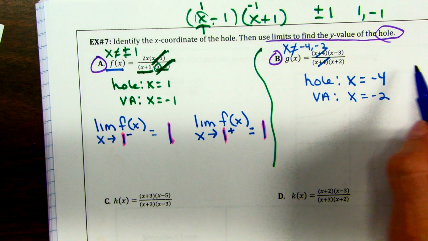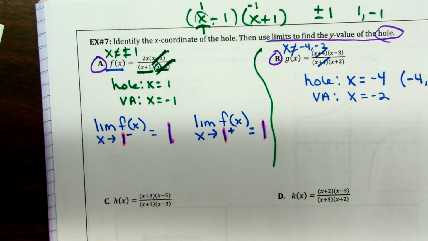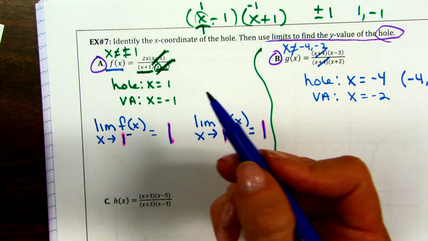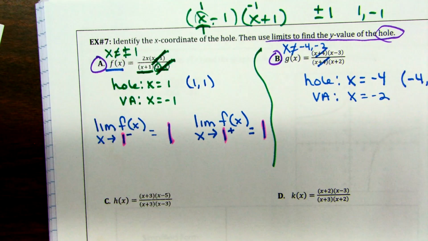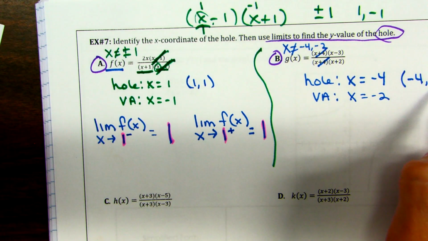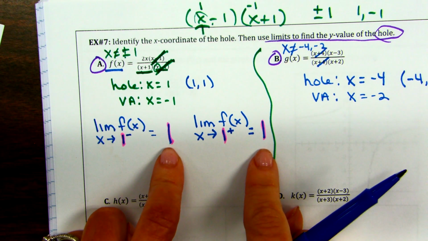Now, I actually need this ordered pair. I didn't do it on this one because I had graphed it for you, but the hole would have been 1, 1. If I plugged this 1 back in there, you would have seen that I got 1. So I need this. To do a limit statement, I need the whole ordered pair, right? Because the y value is what completes my limit.